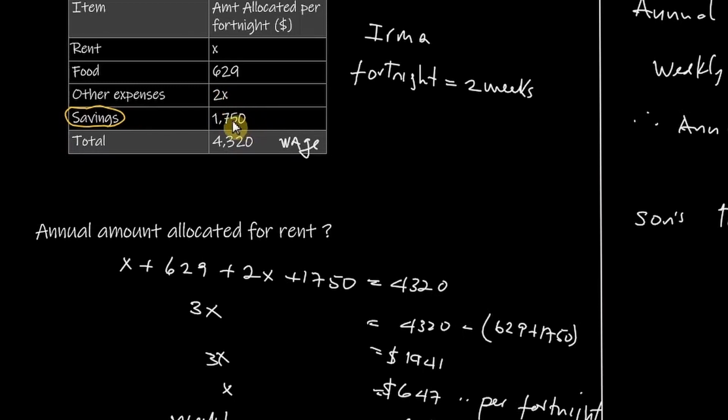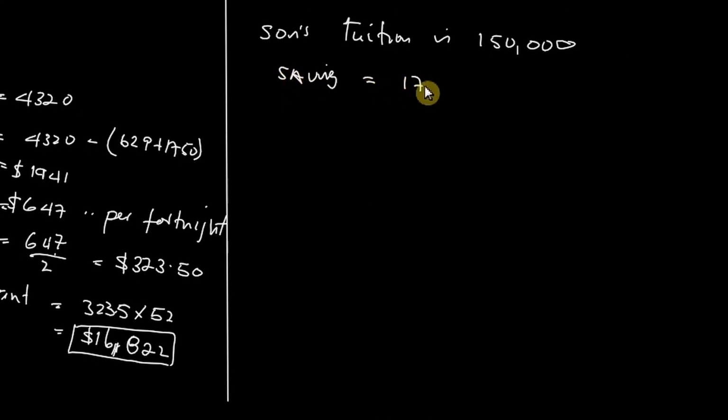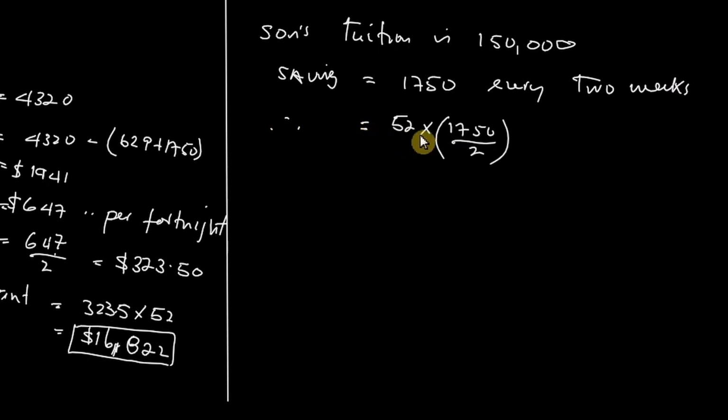So every 2 weeks, she saves $1,750. So let's just make that note here. Savings is equal to $1,750 every 2 weeks. Therefore, what is her annual savings? Well, we could write that her annual savings would be 52 times weekly savings, where the weekly savings would be $1,750 divided by 2. That is equal to $45,500. So this is the amount she saves annually.